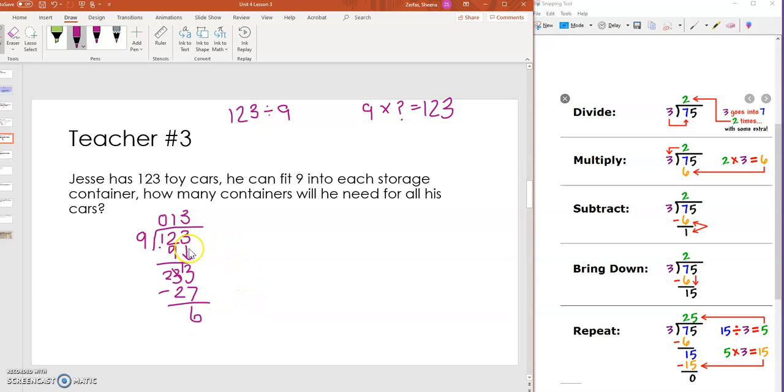So I have nothing left to bring down, which means 6 is a remainder. So I have 13 whole, the number on top, with 6 left over out of the 9 I would need. 6 over 9 I could simplify by dividing each by 3. So 13 and 2/3 will be my final answer.